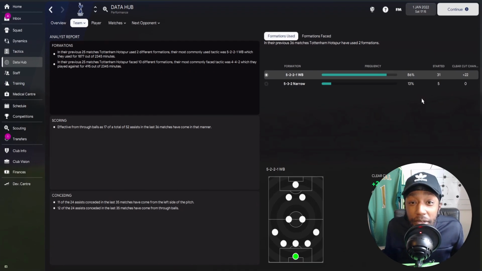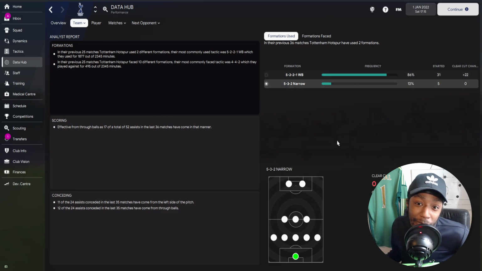And we can also look here at the formations used. As you can see, the 5-2-2-1 wing back, as Football Manager calls it, we have used that 86% of the time. We started 31 games using that formation, and with the 5-3-2 narrow, we've used that 13% of the time and only used that in 5 of those games. And like we saw, it was against those big sides.